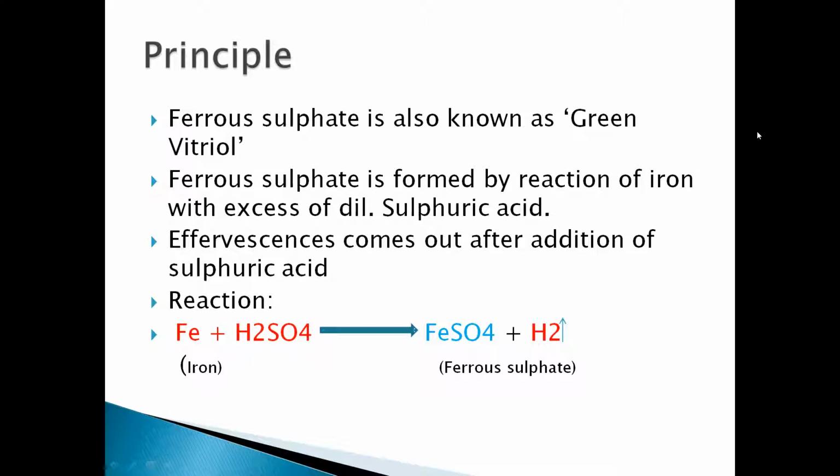So let's turn toward the practical section. Here is the reaction. Ferrous sulfate is formed by the reaction of iron when excess dilute sulfuric acid is taken. As you add the excess dilute sulfuric acid, effervescence comes out. It is also known as green vitriol.